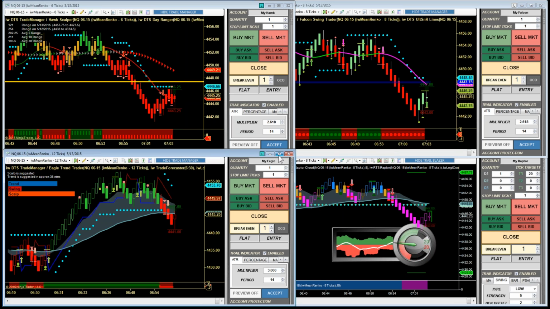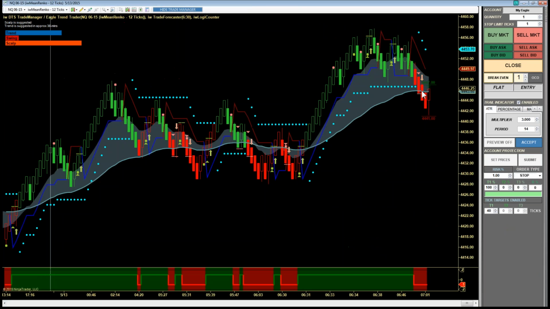Okay, now we're into the hard edge here on the Eagle. This hard edge is significant. We normally see some sort of reaction here, and it looks like this time is not going to be different.